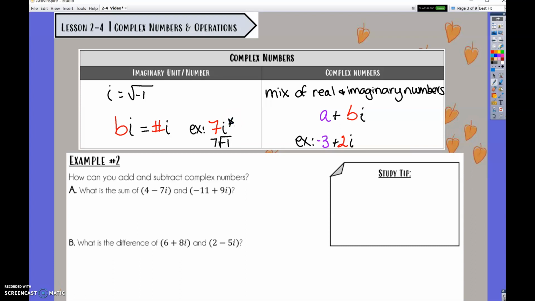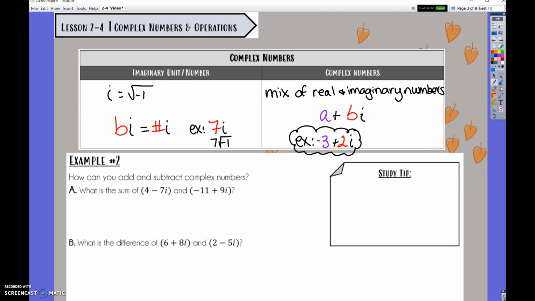The mix of real and imaginary numbers are what we call complex numbers. They're complex because they mix the real numbers we're used to with the imaginary numbers. So here you'll see our imaginary number component with that bi, and we would have our a, which is just a regular number. So for example, this is what we would call a complex number.